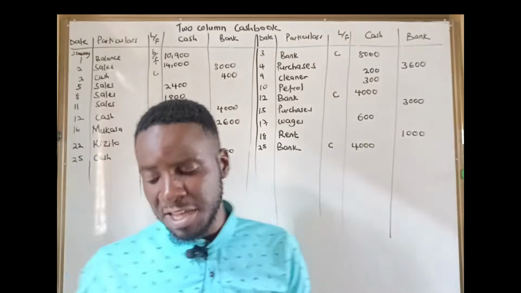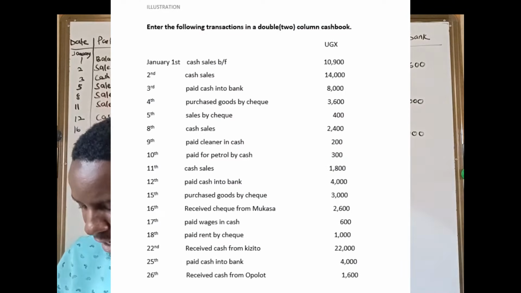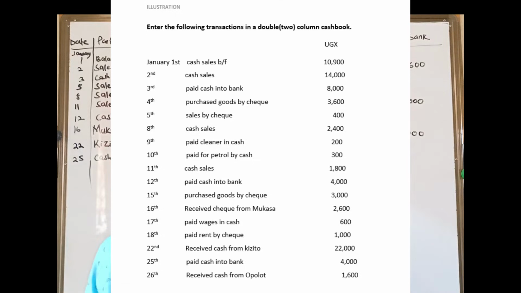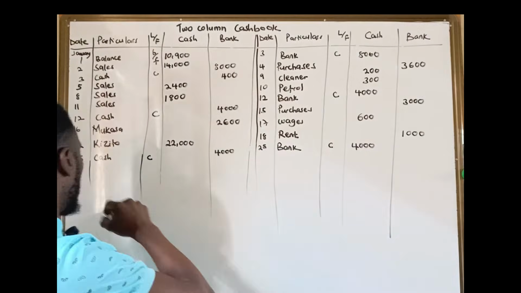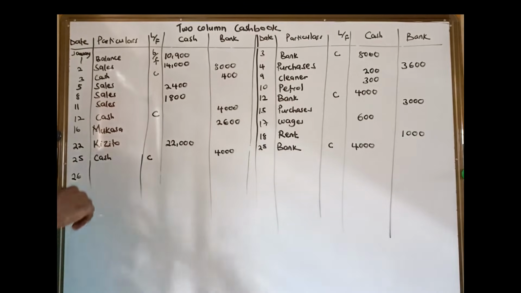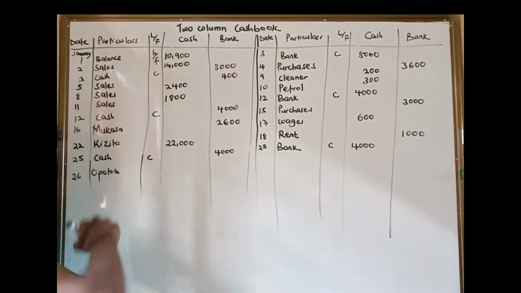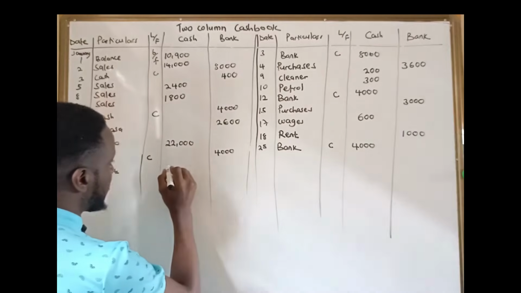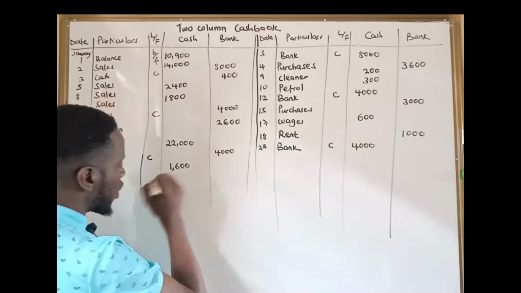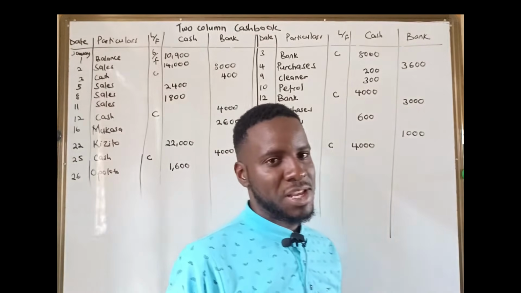It's very, very easy. Then we have our last transaction which says received cash from Opolot worth 1,600. So on that 26th, it says received cash from Opolot. If it is cash, we put it on the cash column. So this is how we do the cash book.